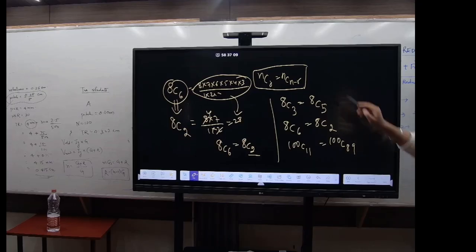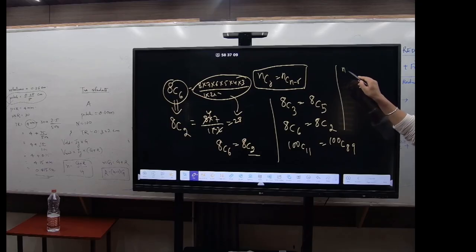Now a few more things. What is NC1? Selection of one object out of N objects: NC1 is always equal to N. What do you mean by NC0?